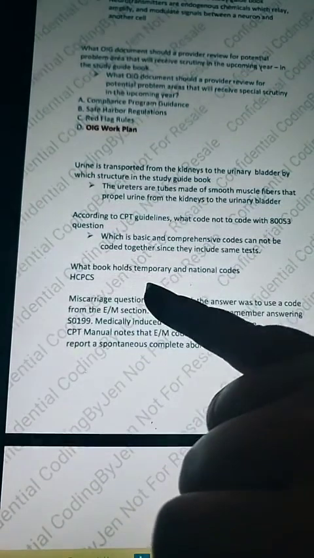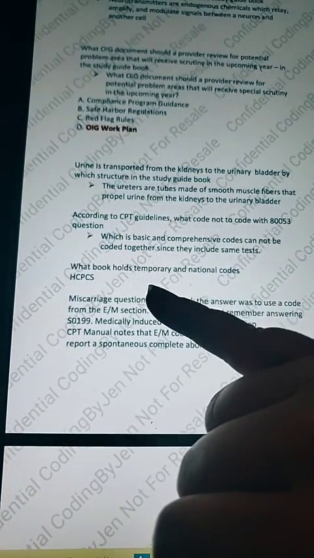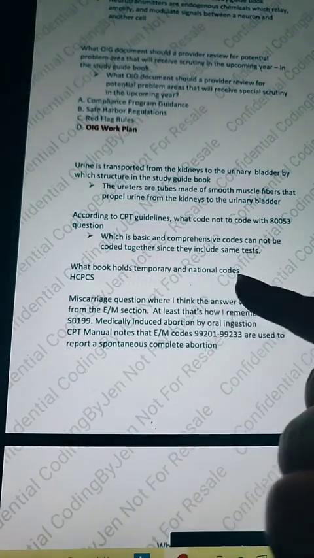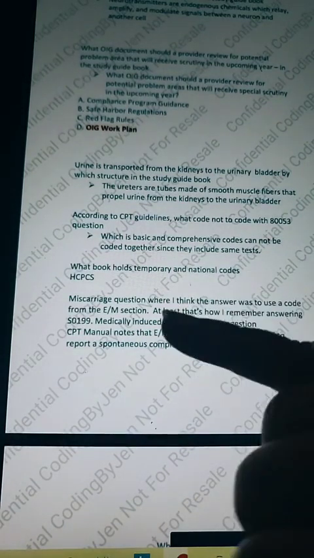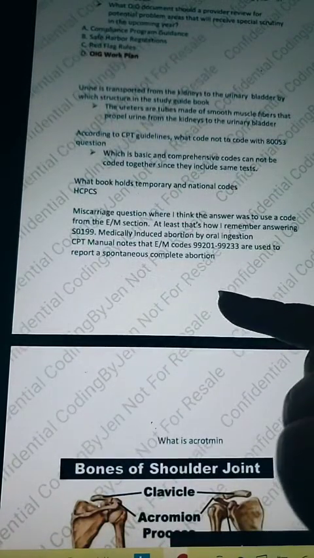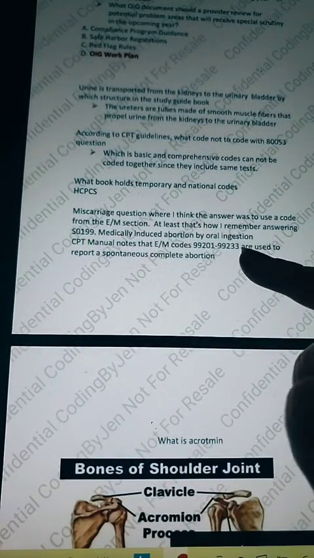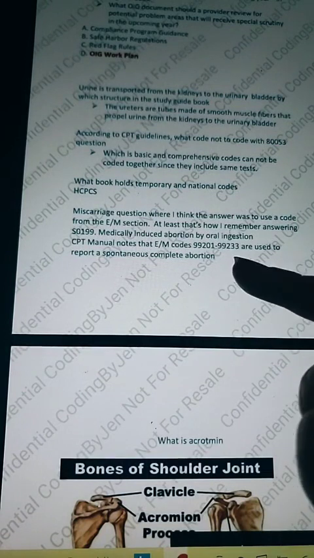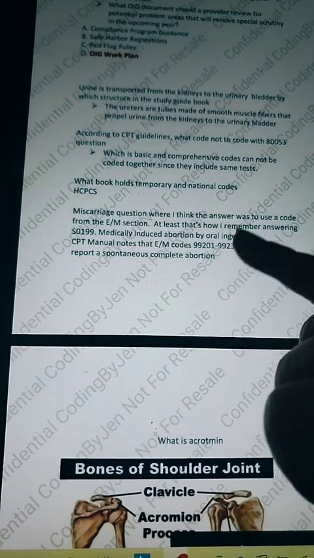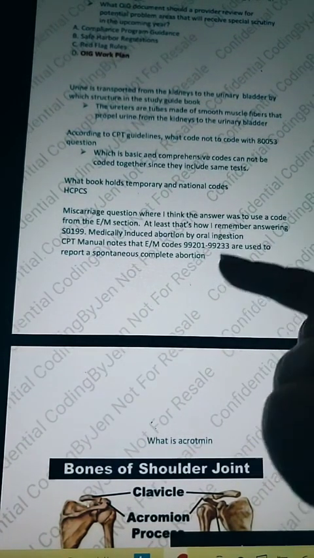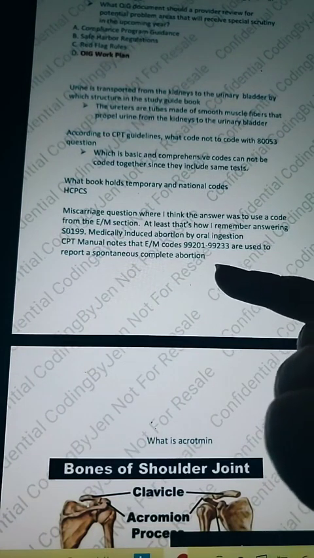Be sure you understand what HIPPIX is, what it does, what it's holding, and how often it updates. It's quarterly, not yearly. Miscarriage questions, the day after pill or medically induced ABs with the kids. So be sure you understand some of these things and some of the CPT codes related to those areas.